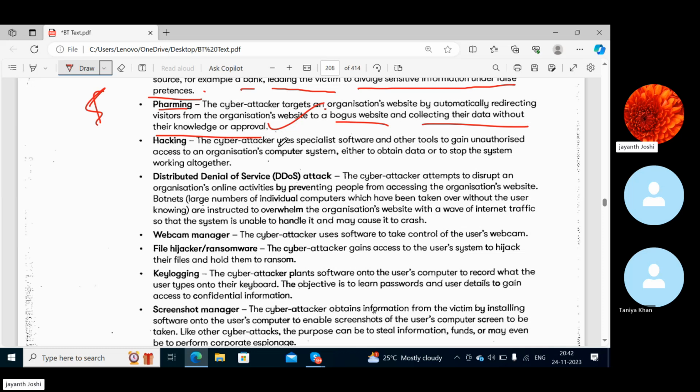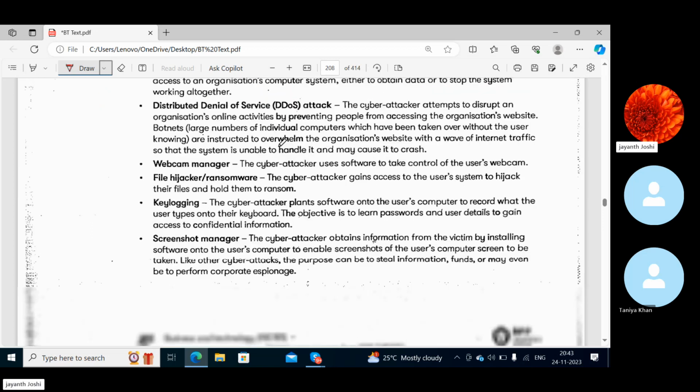Cyber attacker uses specialist software and tools to gain unauthorized access to an organization's computer system, either to obtain data or to stop the system working altogether. Distributed denial of service, DDoS attack. The cyber attacker attempts to disrupt an organization's online activities by preventing people from accessing the organization's website. Botnets, a large number of individual computers which have been taken over without the user knowing, are instructed to overwhelm the organization's website with a wave of internet traffic so that the system is unable to handle it and may crash. That's what it is.